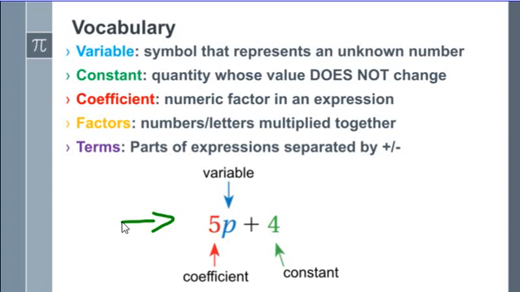Factors are numbers and or letters multiplied together. So 5p right here, they're multiplying 5 times p. So those are factors. The factors are 5 and p. They're multiplying those two together.